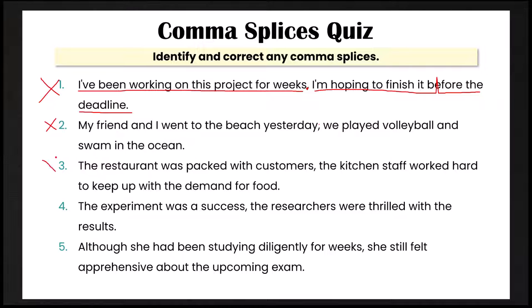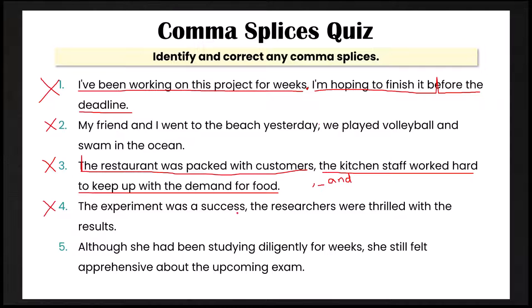Number three is also a comma splice and it's also incorrect. The first independent clause, the restaurant was packed with customers. And second independent clause, the kitchen staff worked hard to keep up with the demand for food. So here, let's change this by adding a coordinating conjunction. Let's add and. So after the comma, we'll have a space and then and. The restaurant was packed with customers, comma, and the kitchen staff worked hard to keep up with the demand for food.